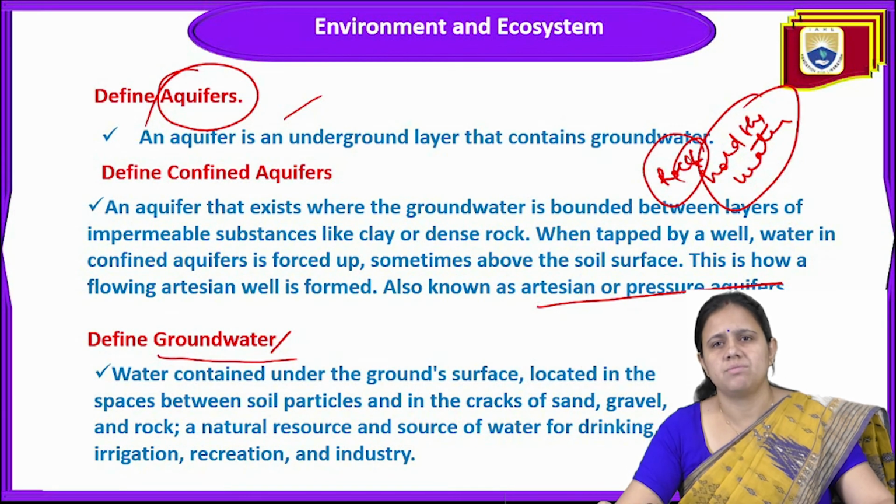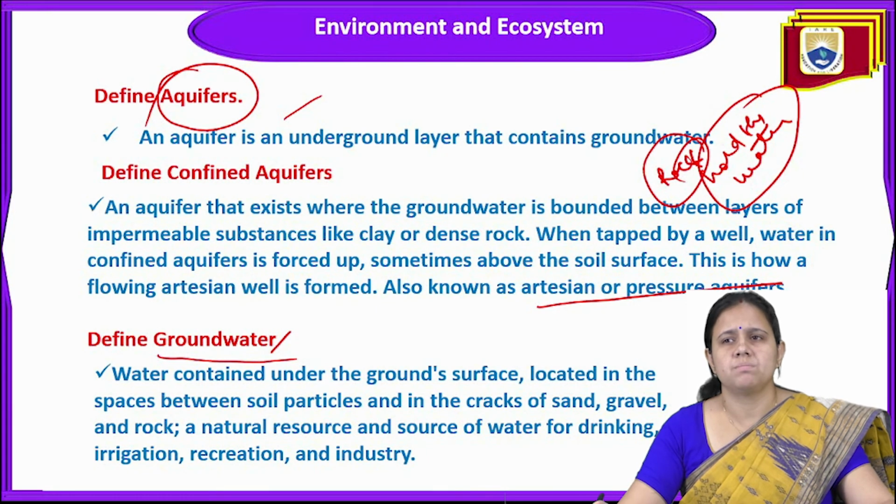This is all about confined aquifers, meaning aquifers that exist where the groundwater is bounded between layers of impermeable substances like clay or dense rock. When tapped by a well, water in a confined aquifer is forced up, sometimes above the soil surface. This is how a flowing artesian well is formed, and these are also known as artesian or pressure aquifers.